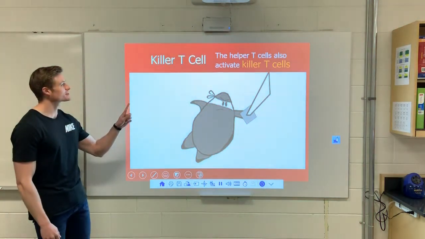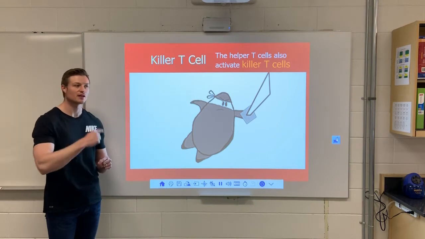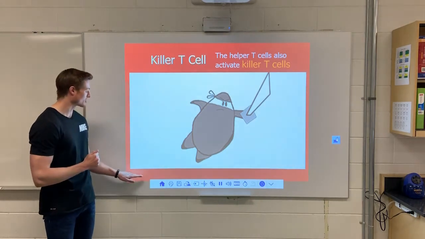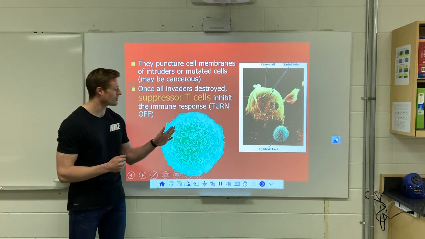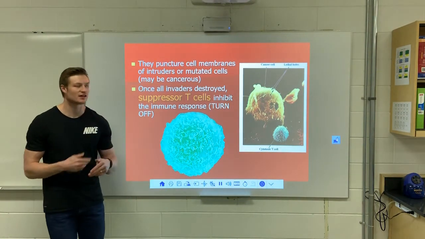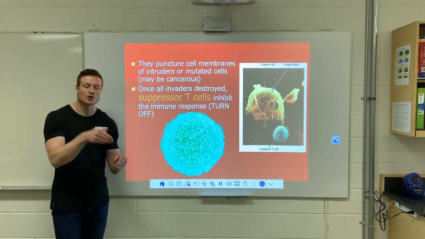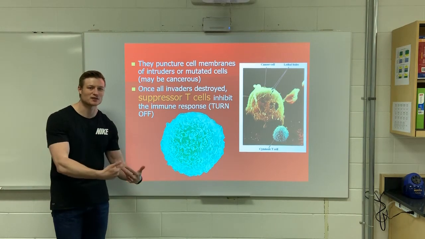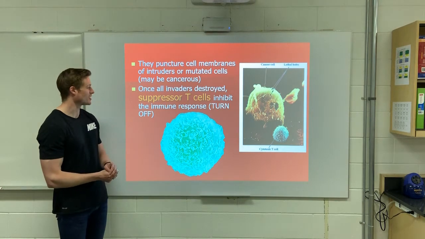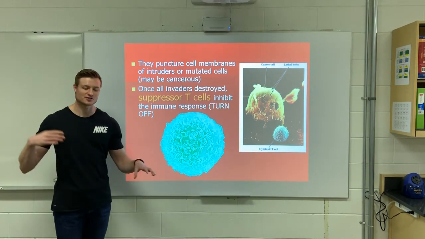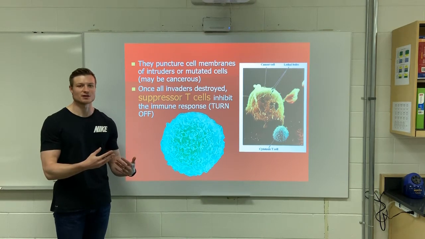Next, we have our killer T cells. The helper T cells will not only send a signal to the B cells, they will also send a signal to the killer T cells. Now, they have a really cool name because what they do is they come along and they look at, say, infected cells, like cancer cells or cells that are infected with a virus. They come along, start puncturing holes in the cell membrane. So then all the cytoplasm leaks out, and they essentially kill all of the infected or bad cells in your body. So that's really cool that the killer T cells will come along, start puncturing holes, and start destroying any infected cell that might be present.